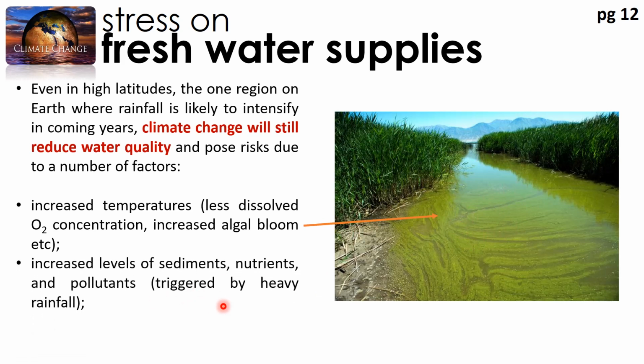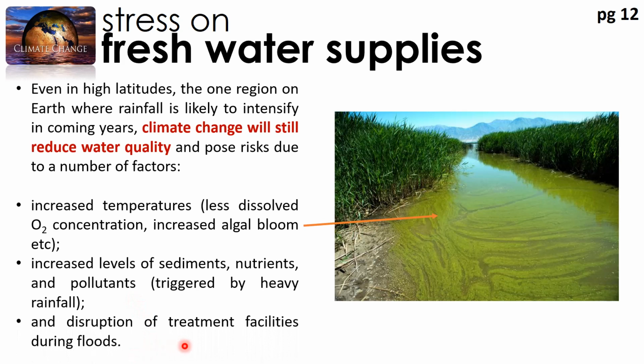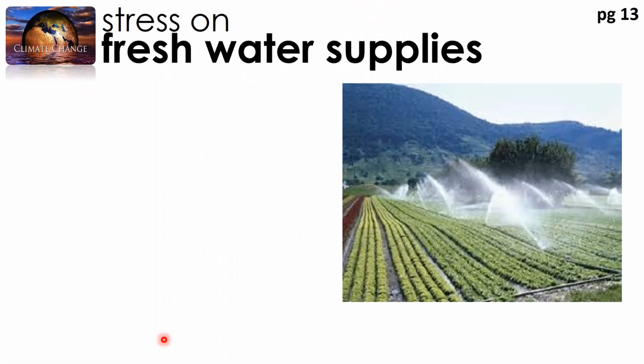Now, climate change is predicted to cause heavier rains and more frequent intense rainfalls in certain areas. And this will increase the levels of sediments, nutrients, and pollutants found in our water sources. And in areas that are prone to flooding due to climate change, the water treatment facilities may be compromised as well, further compromising the quality of water. So all this adds stress to our fresh water supplies.